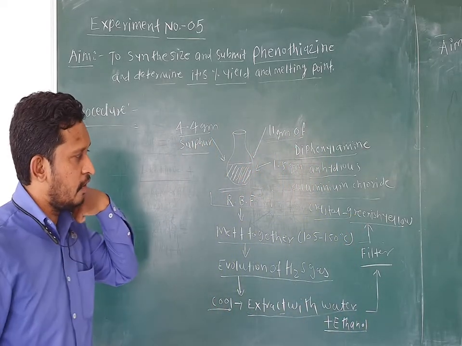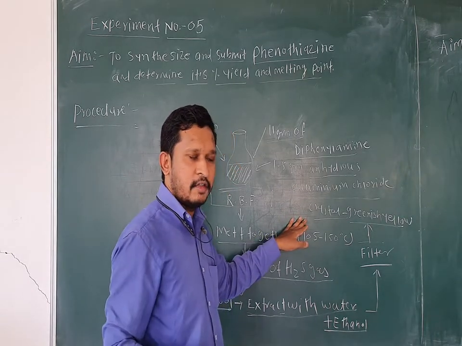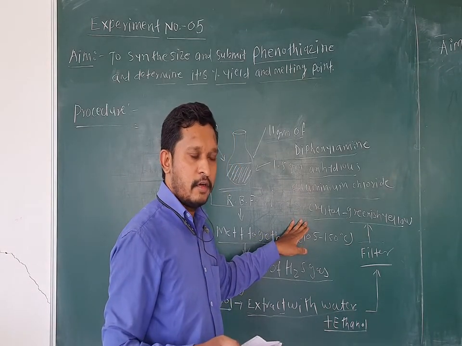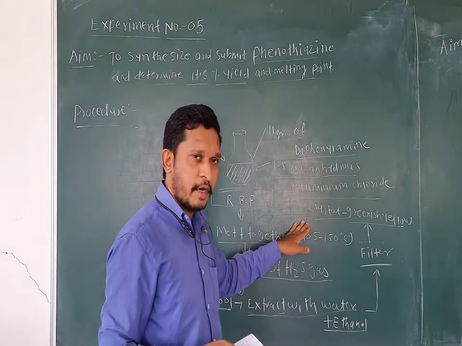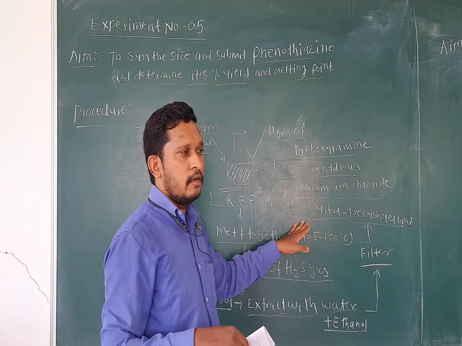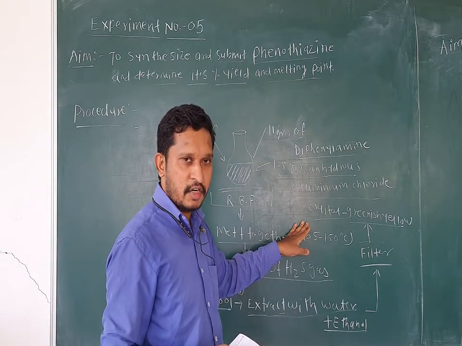After obtaining these greenish yellow crystals and filtering, you have to go for drying. After drying, take the weight, that will be your practical yield. After that, take the melting point, and then go for recrystallization using ethanol as solvent.